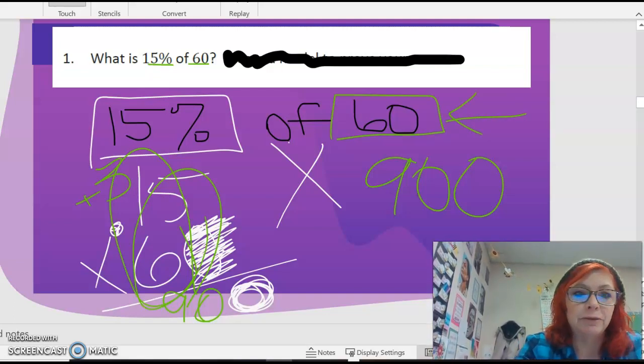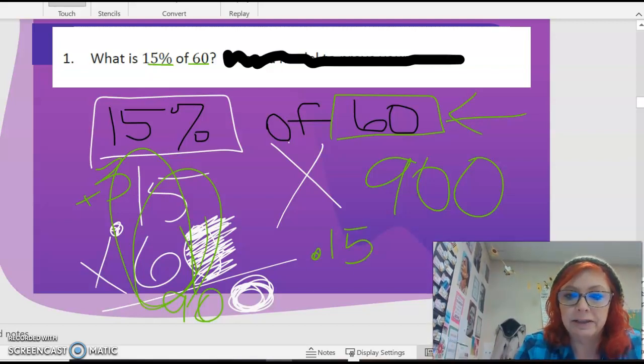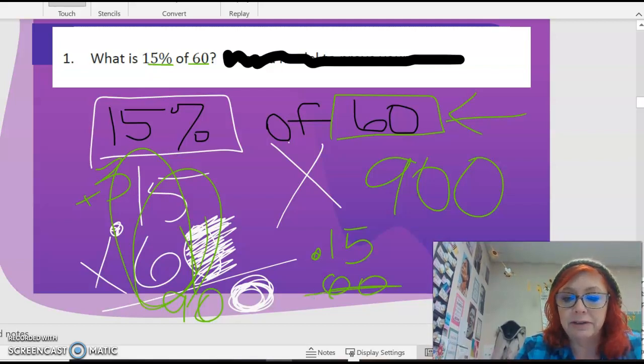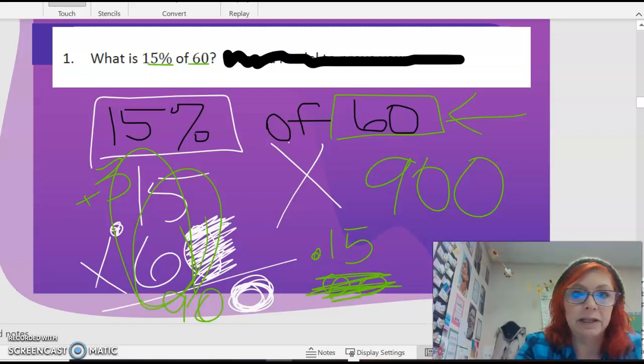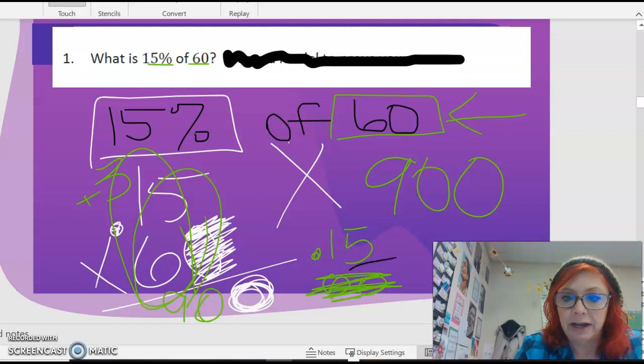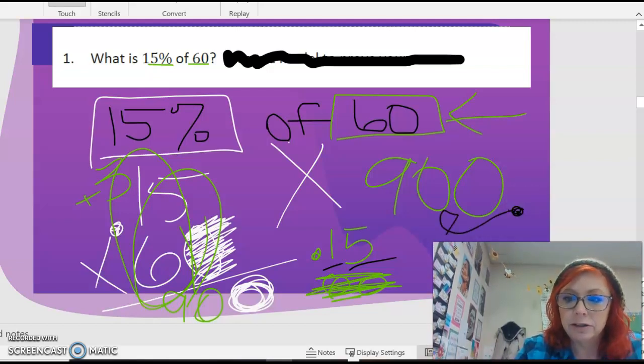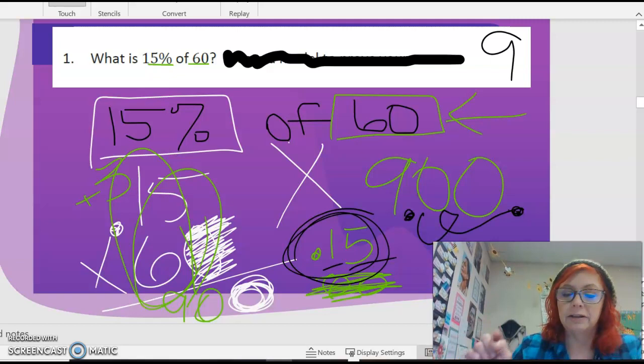But how many decimal places did I have over here with the 0.15 and the 60? Well, 60 doesn't have any decimal places. What about 0.15? Yeah, I have 2. I have the 5 and I have the 1. So that means I need to come over here to this 900. I need to start counting from the end. 1, 2, because there were 2 here, and that is where my decimal will be. So the answer should be 9.